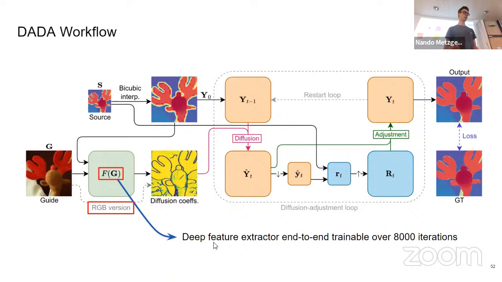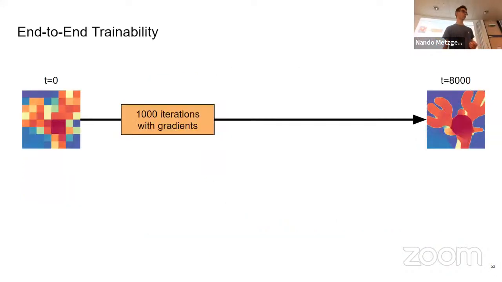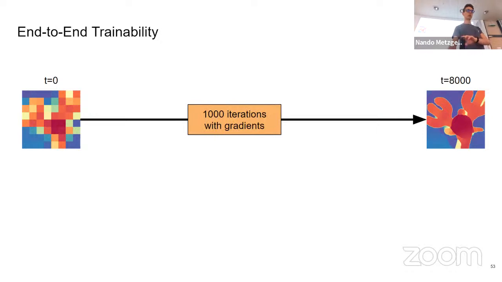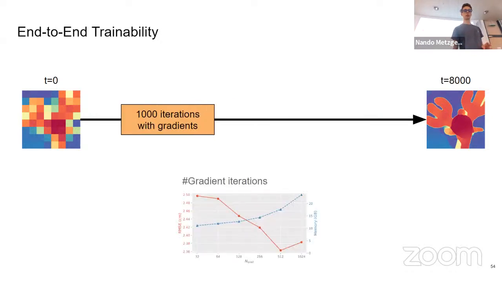And we indeed managed to train such a deep feature extractor over 8,000 iterations. Which was not straightforward to do because you have to unroll the whole graph and then backpropagate. So there is one scheme that we came up with: you only take 1,000 iterations at a time and calculate gradients for them, and then you randomize the location of where you calculate the gradients.